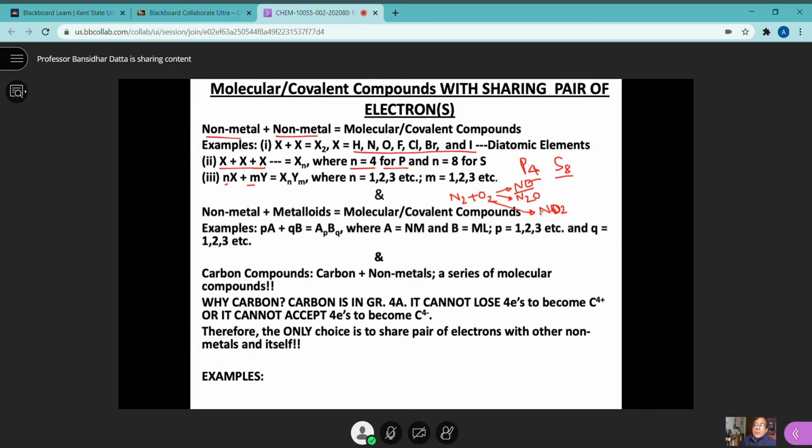Nitrogen dioxide, just like sulfur dioxide, carbon dioxide. Those are all basically the same pattern. Nitrogen di means two, oxide O. Nitrogen dioxide.